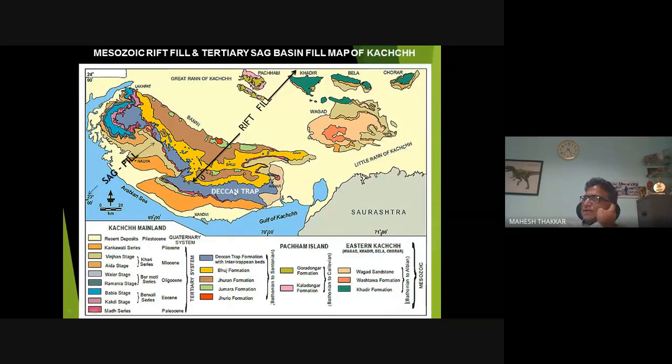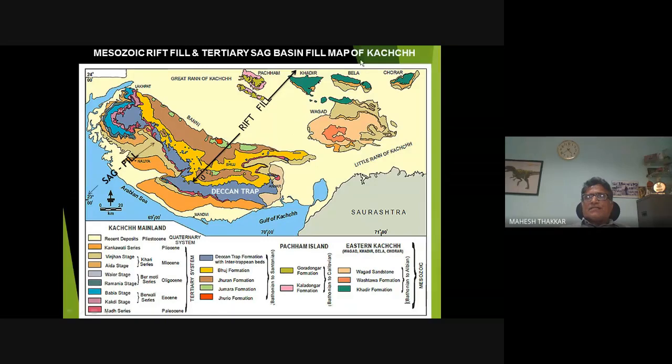Now, in terms of the lithostratigraphic classification, which is shown here based on the Biswas classification, I think this is much more accurate and correct in terms of the sedimentary evolutions and basin tectonics. The classification is divided into three major lithostratigraphic units. One is the Kachchh mainland unit, the other is the Pachcham unit, only Pachcham units, and the third one is these three islands, Khadir, Bela, Chorad, and the Wagad Island.